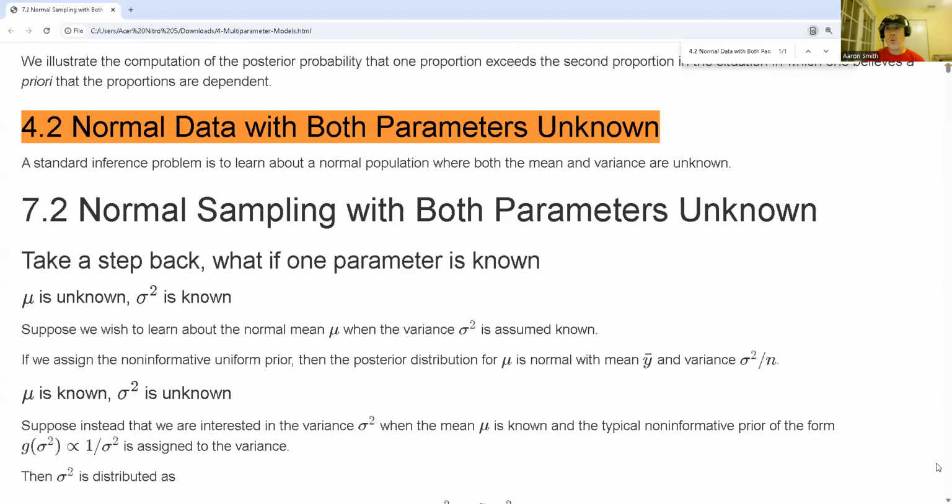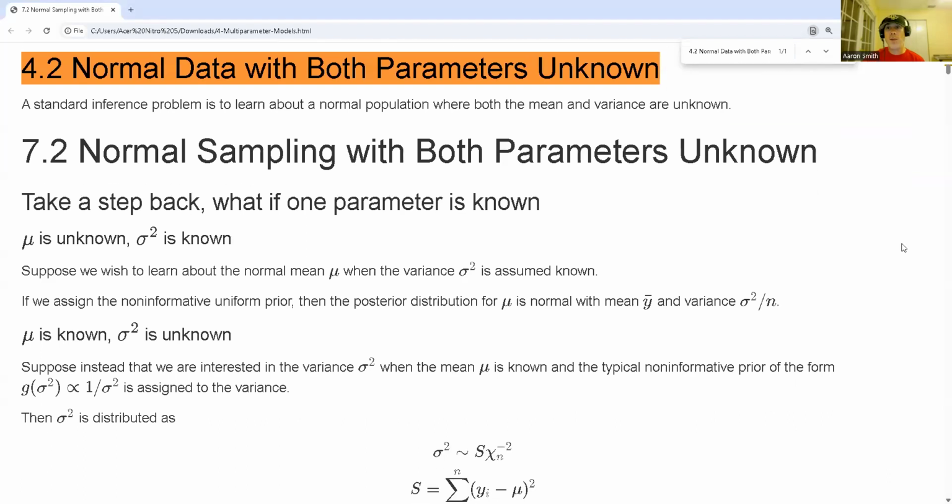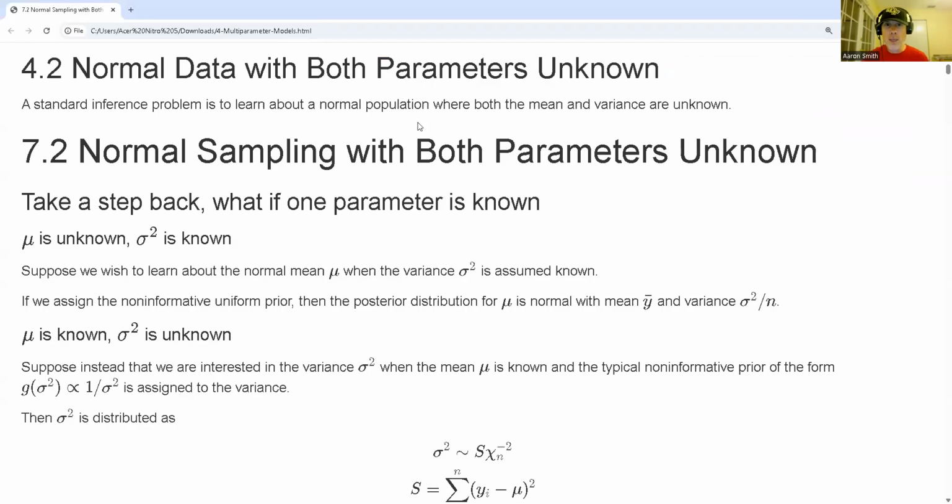All right, so for this video, we are interested in the case where we believe our data is coming from a normal distribution, and I want to do a Bayesian analysis, but I don't know the mean and I don't know the variance. All right, so let's take a step back for a moment and think about a simpler problem. If the mean was unknown and the variance was known, that would be an easier problem. If the mean was known and the variance was unknown, that would be an easier problem.